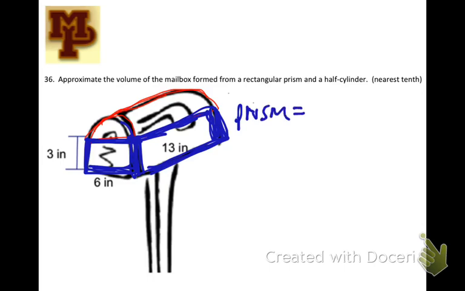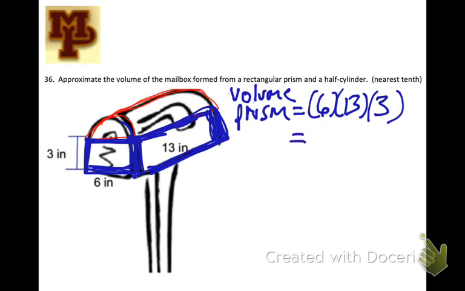So we're going to do the volume. What's the volume of a prism? It's the area of the base times the height, or just length, width, height. So it's going to be area of the base, 6 times 13, and then the height is 3. Let's multiply all those together. What do we got? We should have 234.